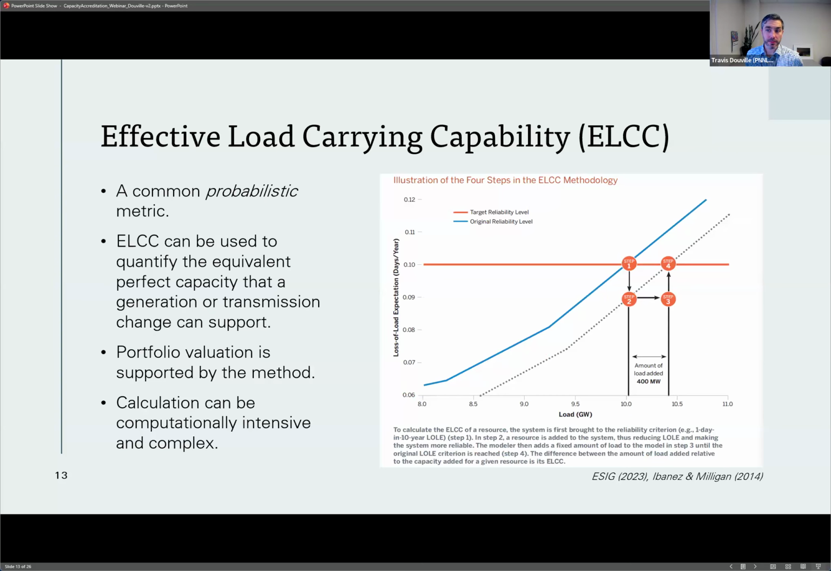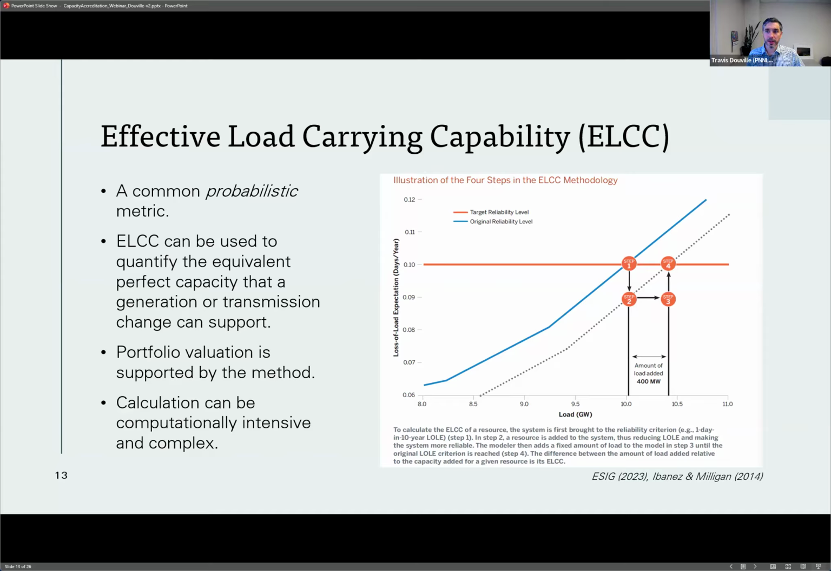In terms of probabilistic methods, the term that many folks have heard, no doubt, is the effective load carrying capability, or ELCC. And if it's your first time hearing this, no problem. We'll walk you through it, and it's definitely something to be tracking as an important concept and definition in this field. The ELCC is a way to quantify the equivalent perfect capacity that an entire portfolio of generation or even a transmission change can support.